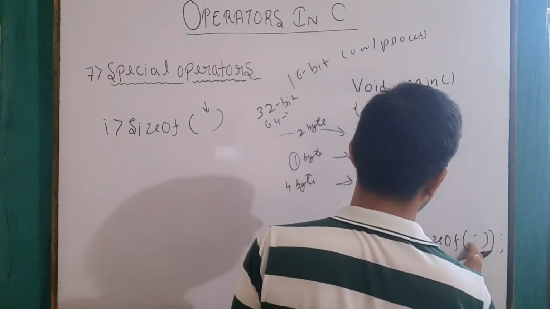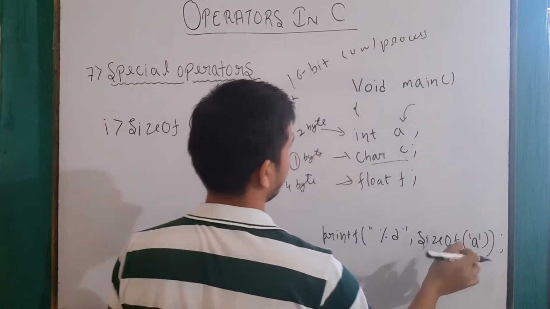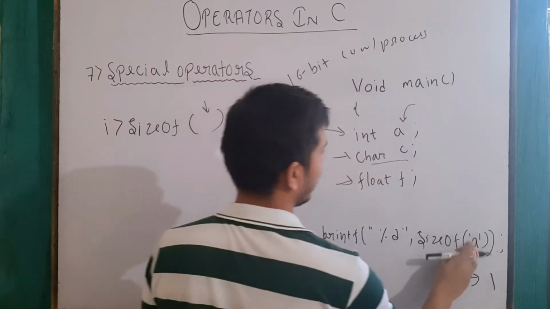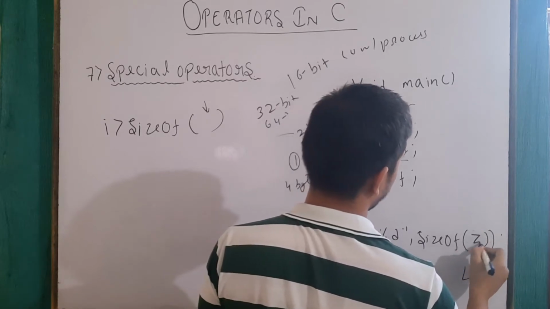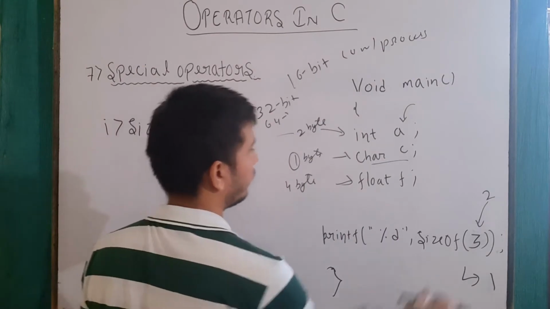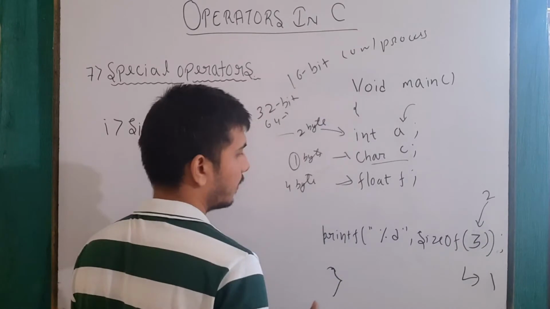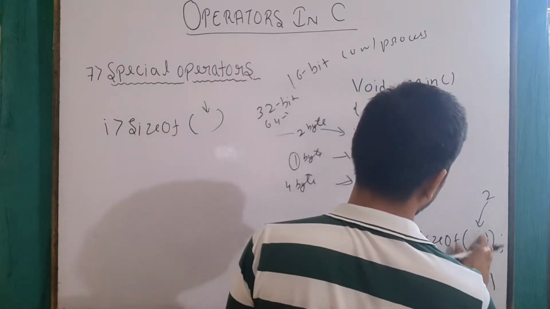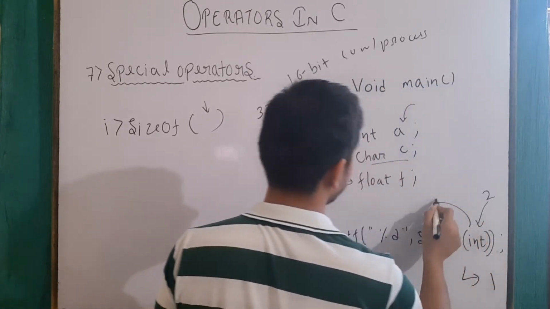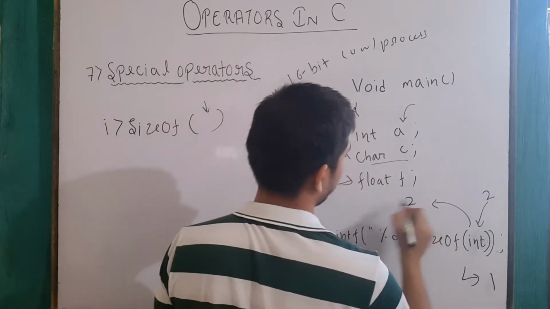Now instead of writing a variable, I can also write a constant. For example, if I write 'a', which is a character, the output will be 1. And I can also write a number, let's say 3, so now my output will be 2. If that is for 64-bit, then our output will be 4. Remember that. And I can also write data types. For example, if I simply write int, then it will give me the size of an integer, which is 2 bytes right now, so it will give me 2.